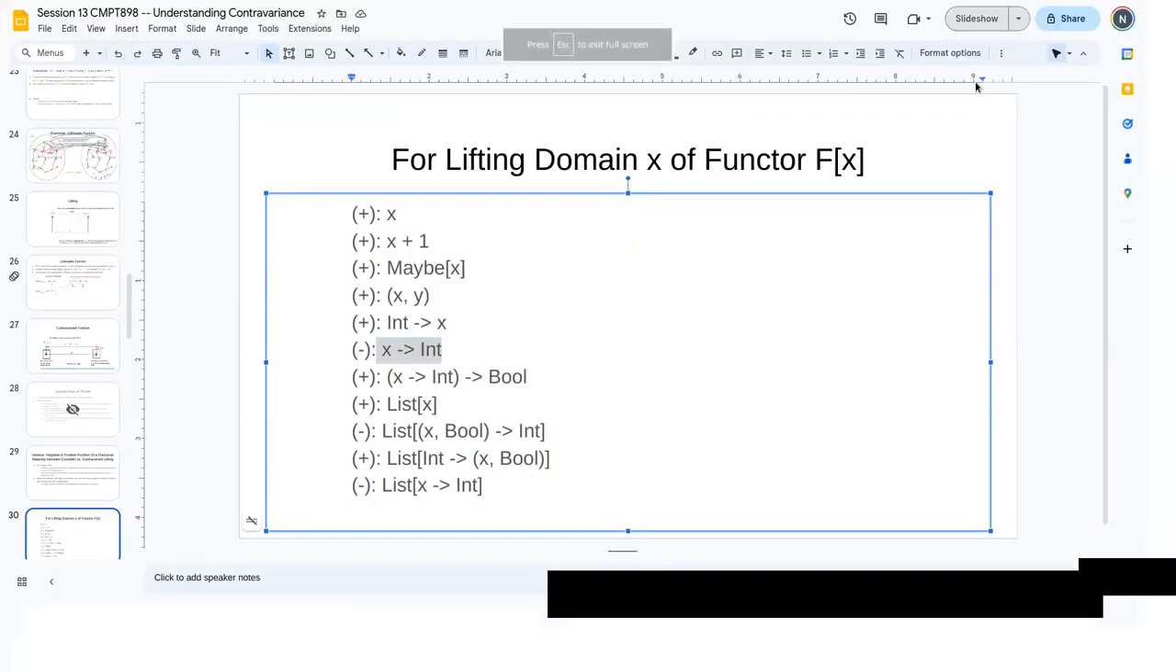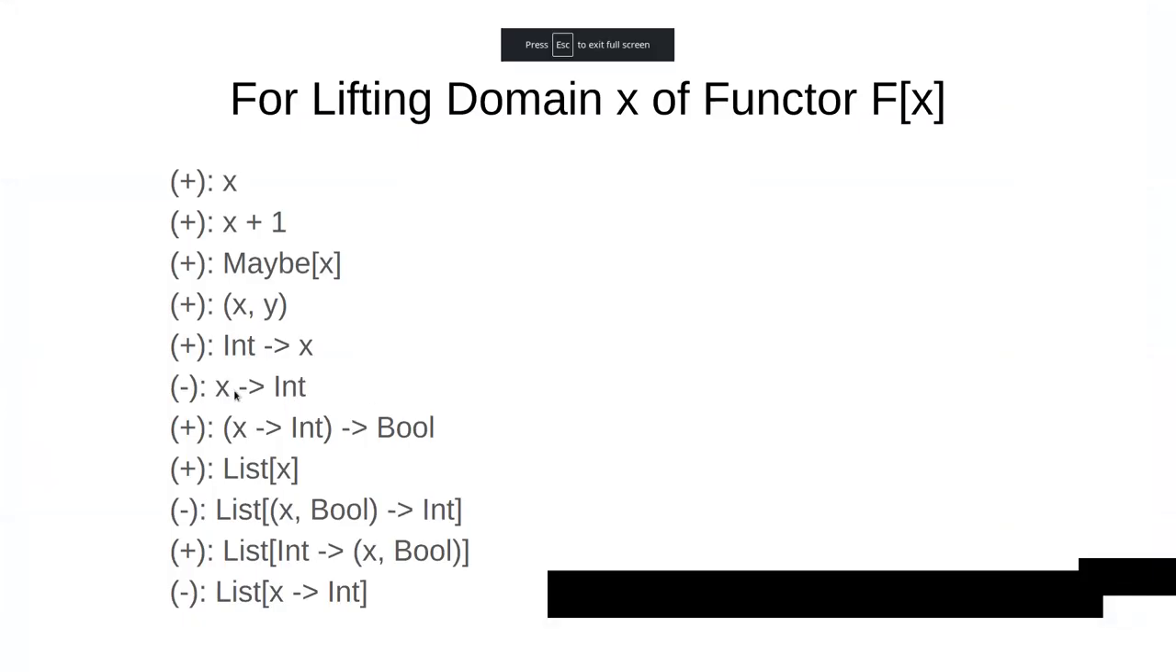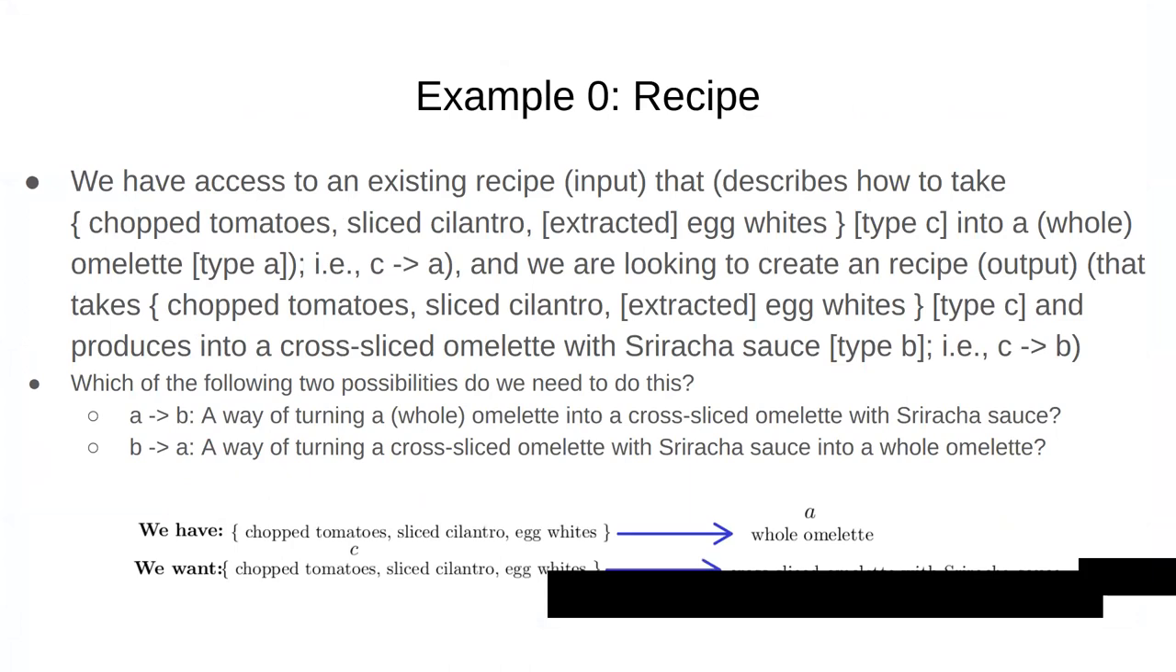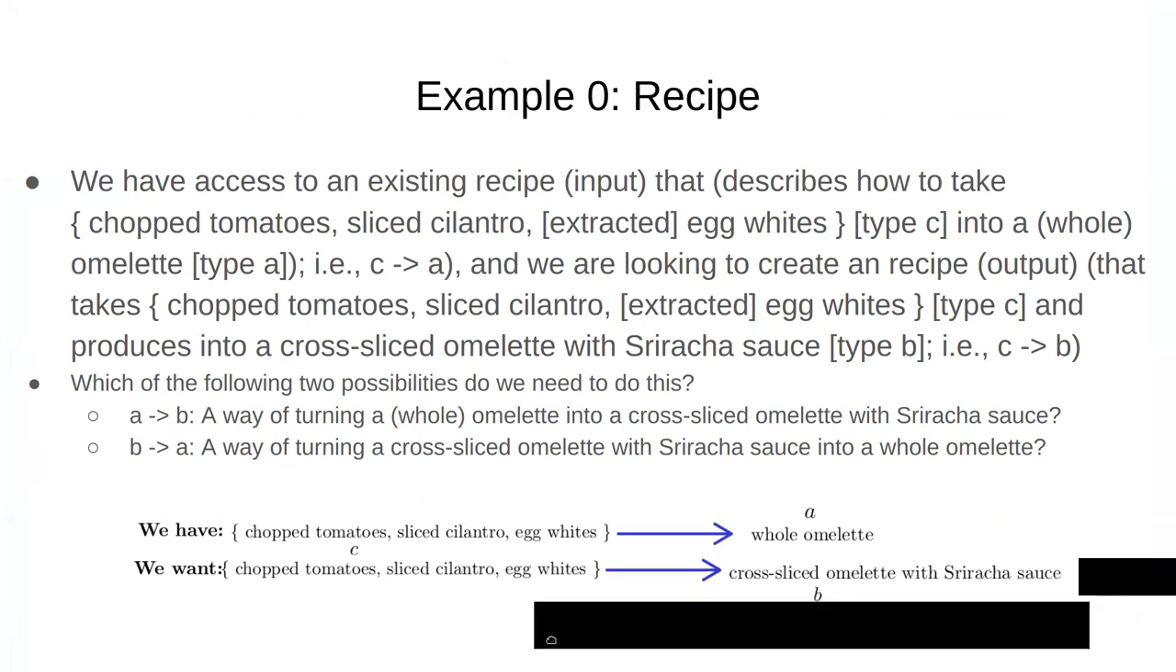And so they end up, this is something that's in the negative position because we need to use contramap. We need something that goes in the reverse direction. Now, what I was saying though is that this is kind of tied up with some intuition.